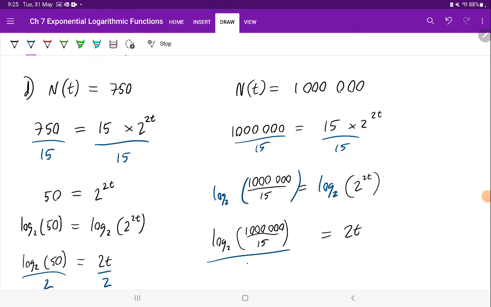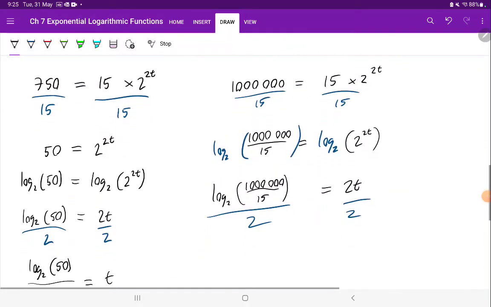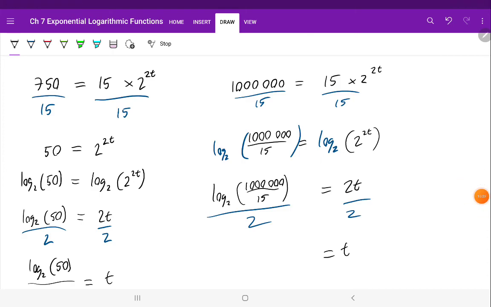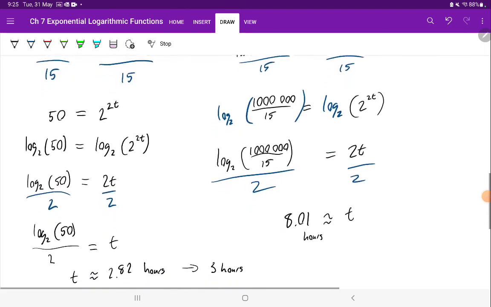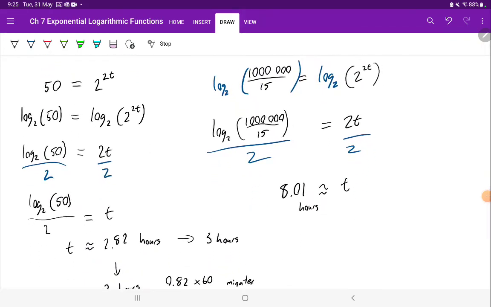And that's going to give us our answer. So in this case, I'm just going to put this all in the calculator in one go. And you should be getting 8.01 hours after rounding. So it's going to take more than 8 hours. And again, you could take that 0.01 and convert that into minutes by timesing it by 60.